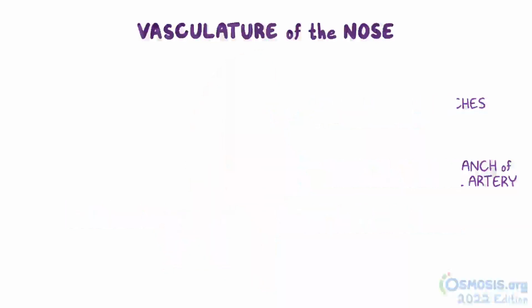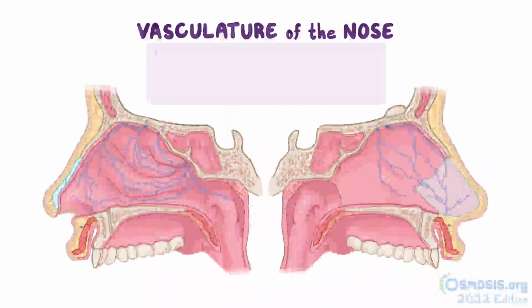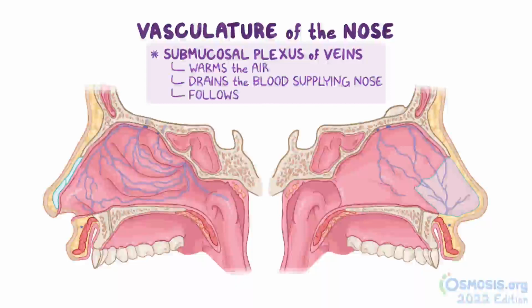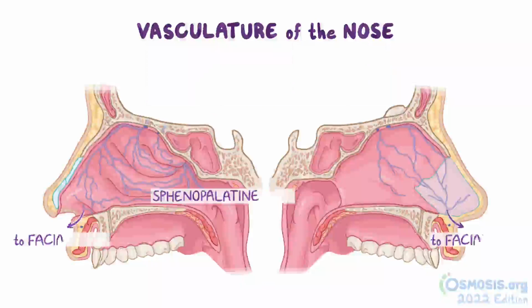Now, deep to the mucosa that covers the wall of the nasal cavities, there's a submucosal plexus of veins that has 2 important functions. It helps warm the air that will go into our lungs, and it provides a way to drain the blood supplying the nose. This plexus is formed by veins that follow the same paths of the arteries, and drains into the sphenopalatine, facial, and ophthalmic veins.